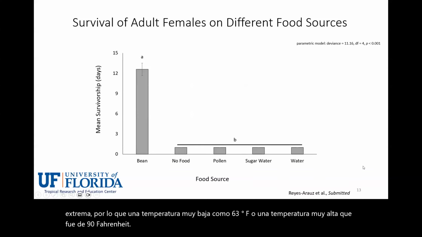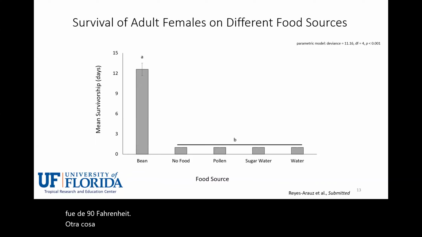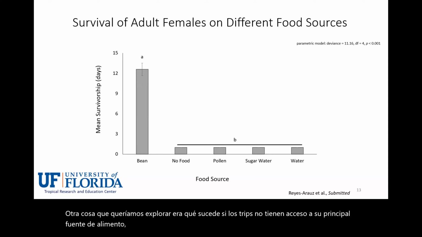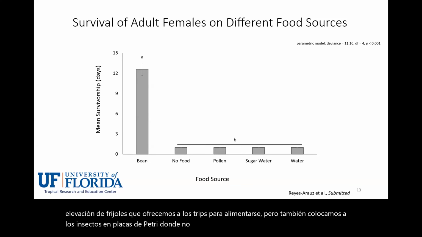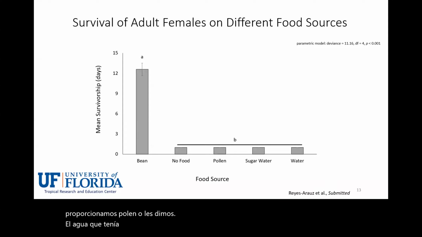Another thing that we wanted to explore was what happens if the thrips do not have access to their primary food source, which would be plant material. So we keep our colony on beans, and we did an experiment where we had as a control leaf discs of beans that we offered to the thrips to feed, but we also placed the insects in petri dishes where they didn't have access to any food source, or we provided them with pollen, or we gave them water that had sugar at 1% concentration, or just simply water. And we observed how long they were going to survive.